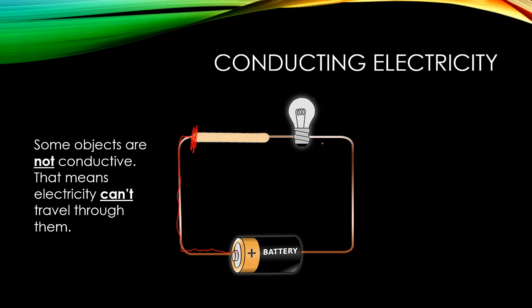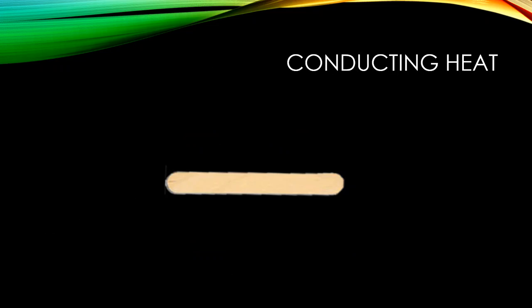Some objects are not conductive. That means electricity can't travel through them. So you can't use your popsicle stick to complete your circuit. Now, that's about electricity, but we said you can also conduct heat. And here's what that would really mean.